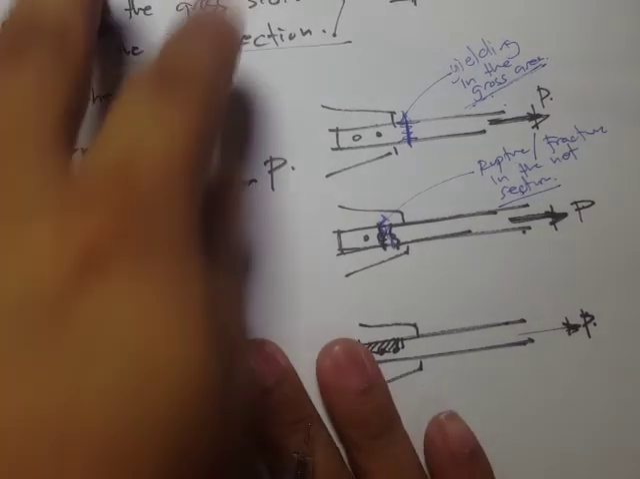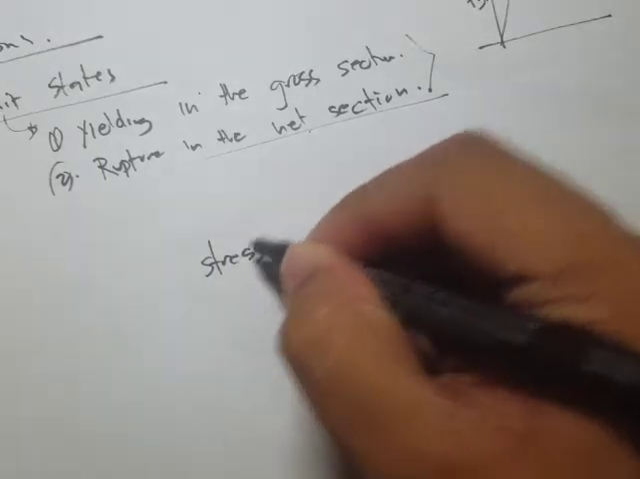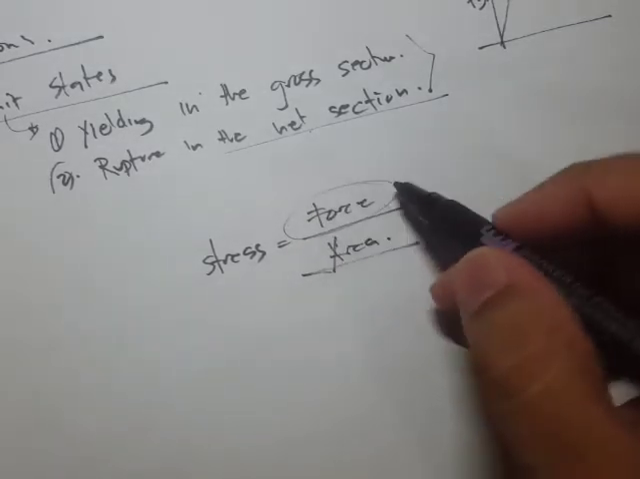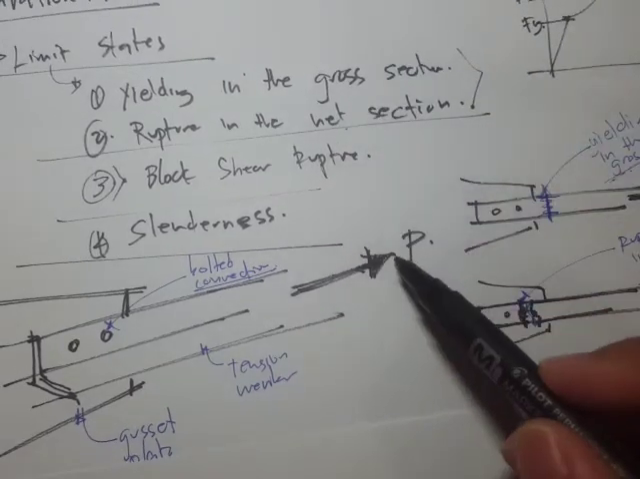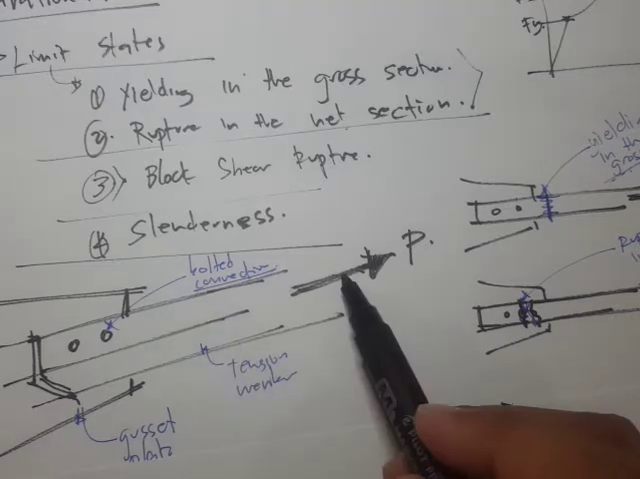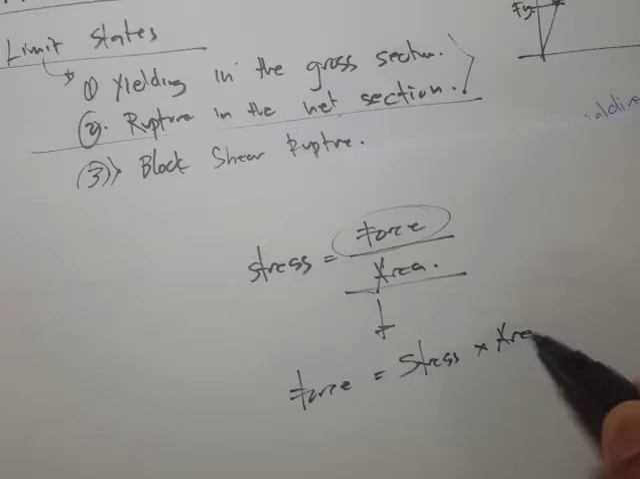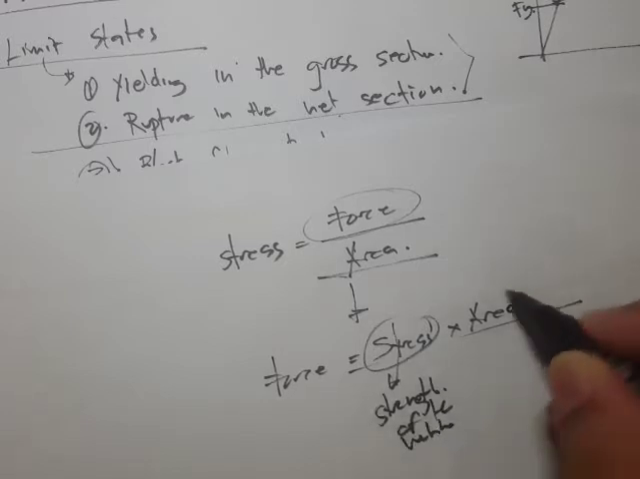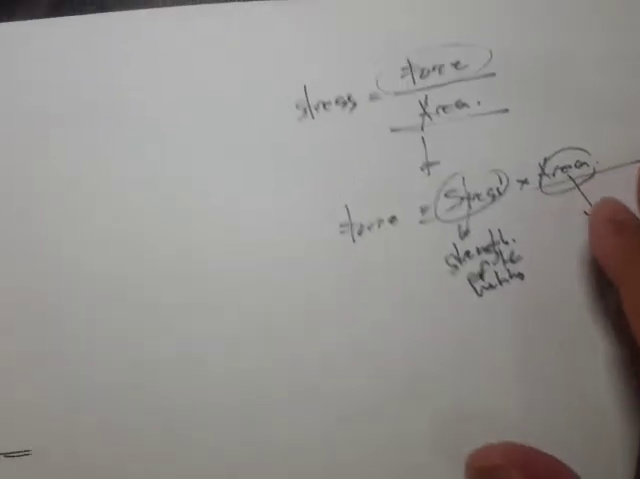In detail, we have this elementary equation of stress, where stress is equal to force over area. If we are trying to find the safe tensile load for these tension members, then we have to examine the capacity of the tension member in each limit state. So we can rewrite this as force equals stress times the area. This one relates to the strength of the member, and this one relates to the cross-sectional area.